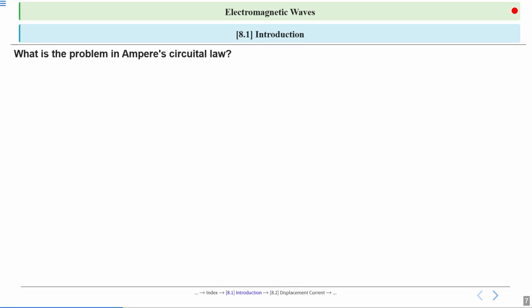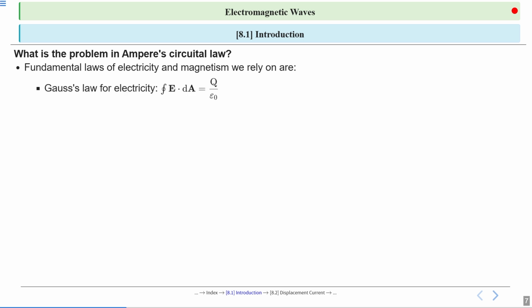So what is the problem in Ampere circuital law? He modified the Ampere circuital law. So what was the problem in it? We will see. First, the fundamental laws of electricity and magnetism that we rely on.